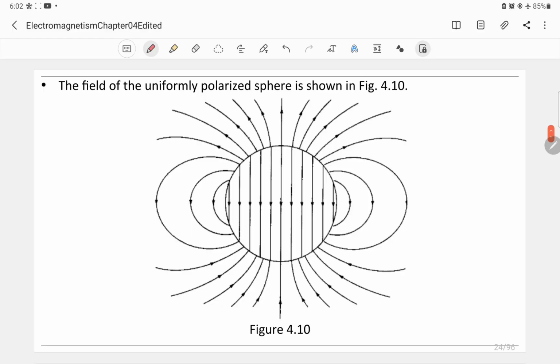You have a uniform field inside the dielectric, but outside you have a multi-directional field. So that's it.